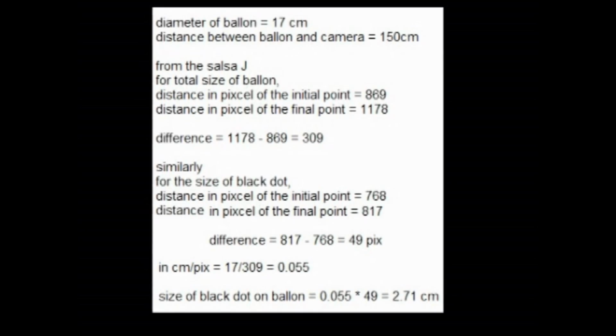In our experiment, we found that the diameter of the balloon is 17 cm and it is 150 cm far from the camera. By using the GHOU software, the diameter of the balloon in pixels is 309 pixels and the diameter of the black dot is 49 pixels. We converted the pixels into centimeters by using the unitary method, and finally we got the result, that is the diameter of the black dot is found to be 2.71 centimeters.